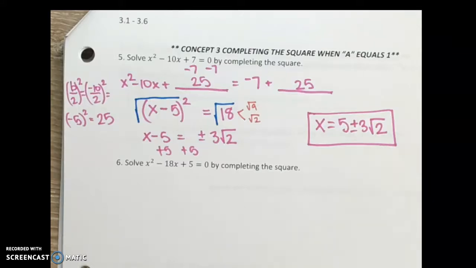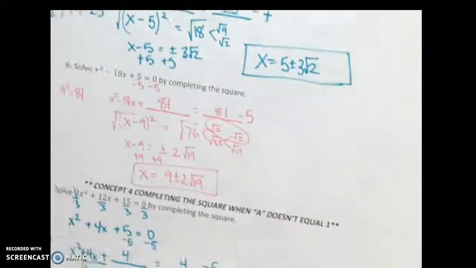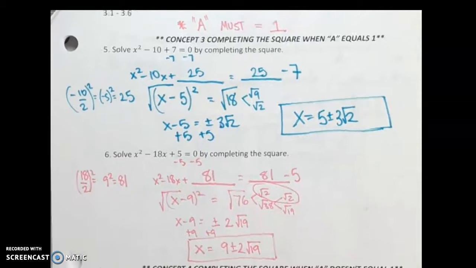Go ahead and give number 6 a try. I'm going to go ahead and show the answer here, but pause it for now, give it your best go, and then refer back to it to check your work. Here you go. Your answer is x equals 9 plus or minus 2 root 19. There's all the work there. Pause it and take a look.